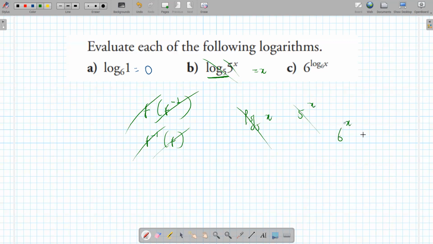6 to the power of x and log base 6 of x. How are they related? Same idea as before. They are inverses of each other, right? 6 to the power of x and log base 6 of x are inverses. So this 6 and this log base 6 are going to cancel each other out, and the answer will simply be x.